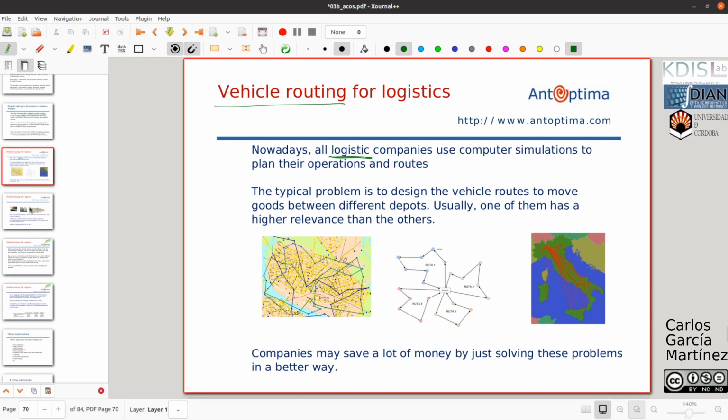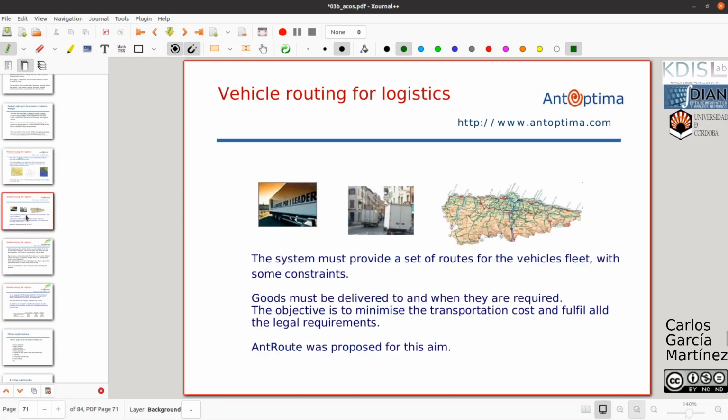So in this problem, let's suppose that you are the CEO of a company that has different vehicle fleets, and you are to deliver some goods to your clients. For instance, let's suppose that your clients are different supermarkets in a region of a country.